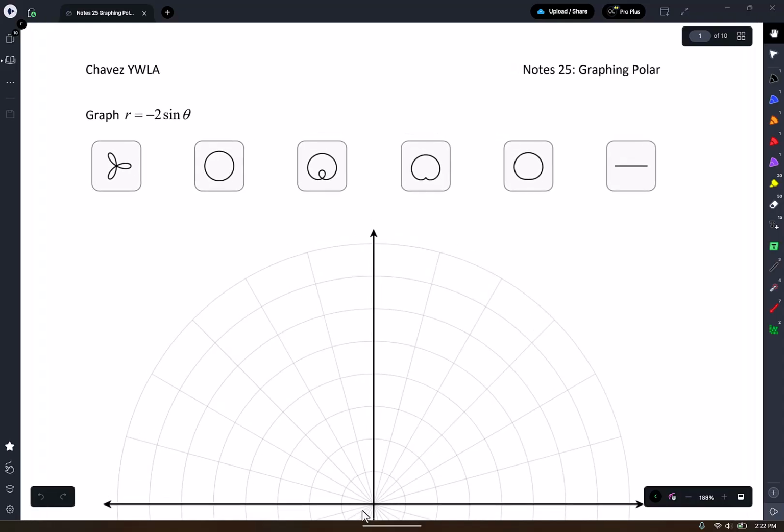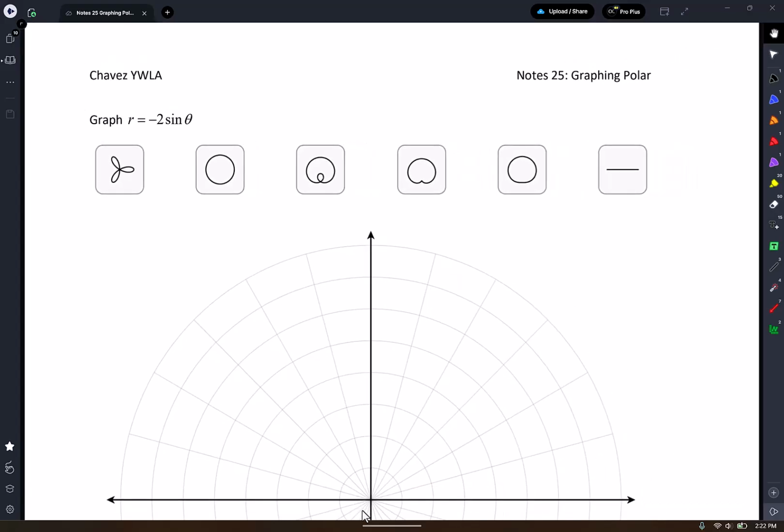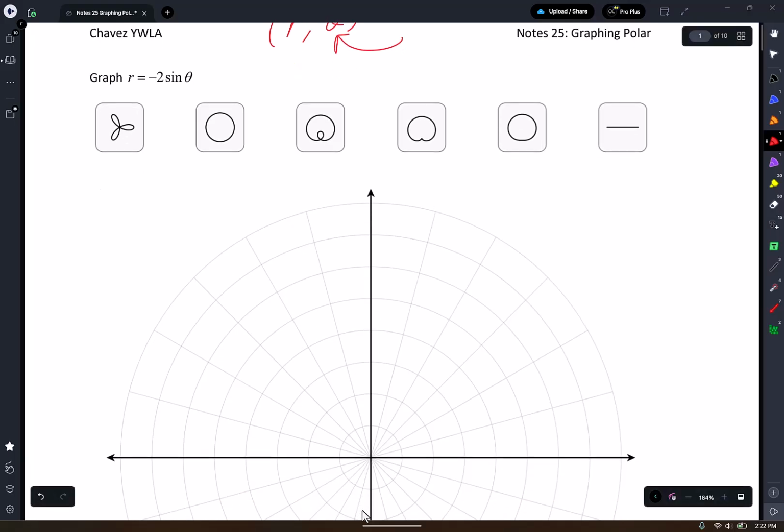So you guys know how to plot points already, right? The idea behind this is we're going to start by plotting points, and then we're going to see if we can figure out what that sketch or curve is. Does that make sense? Remember how you plot points: it's r comma theta, but remember how I told you that we do the theta first and then the r? Okay, so here we go.